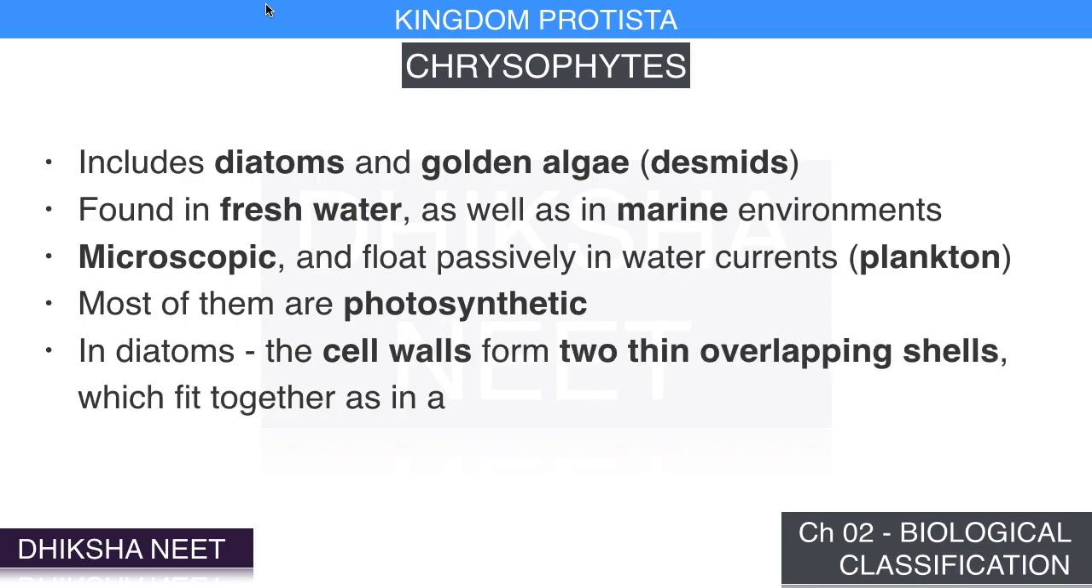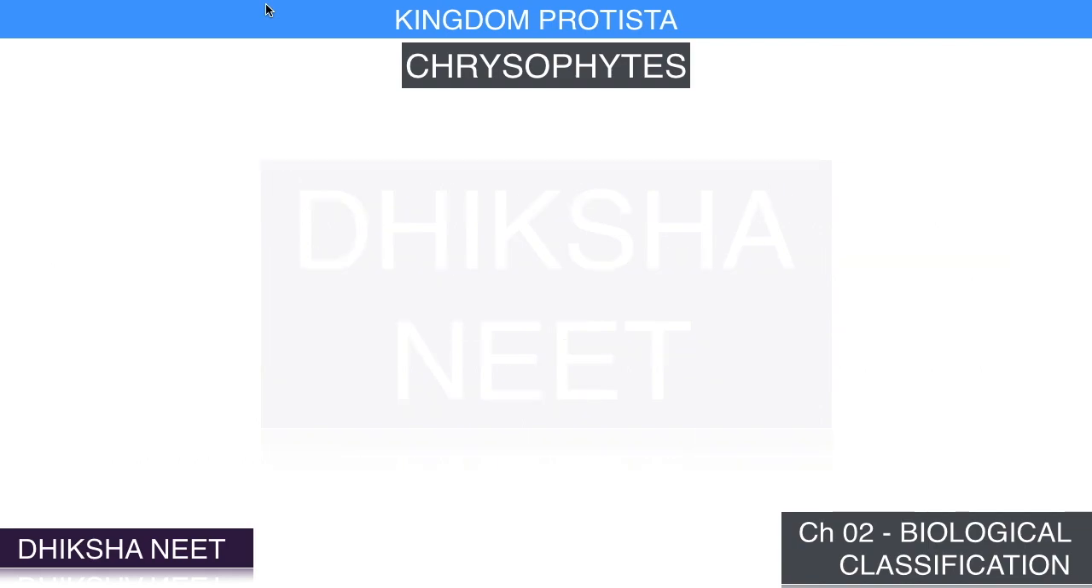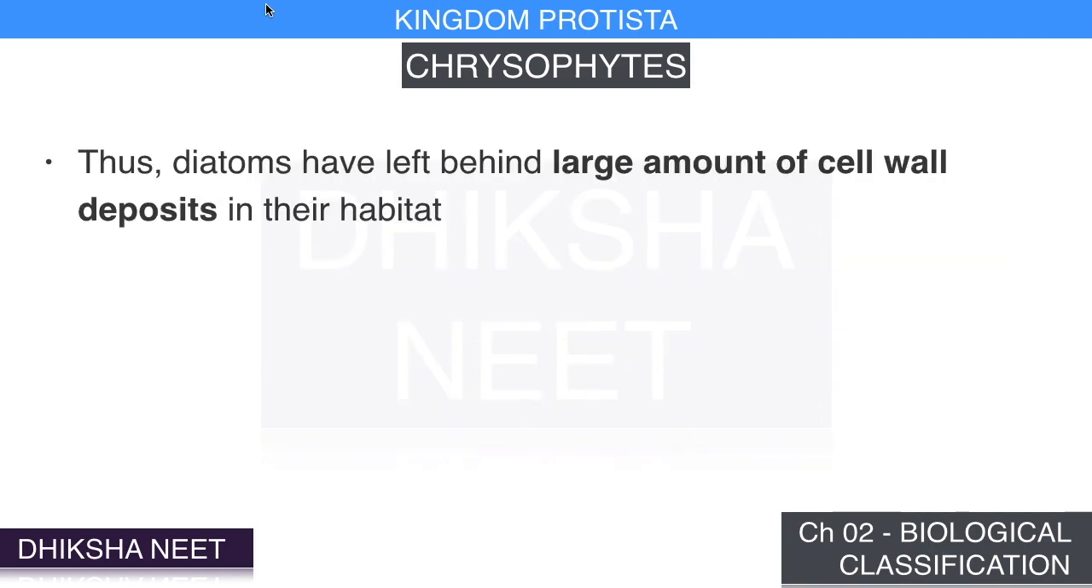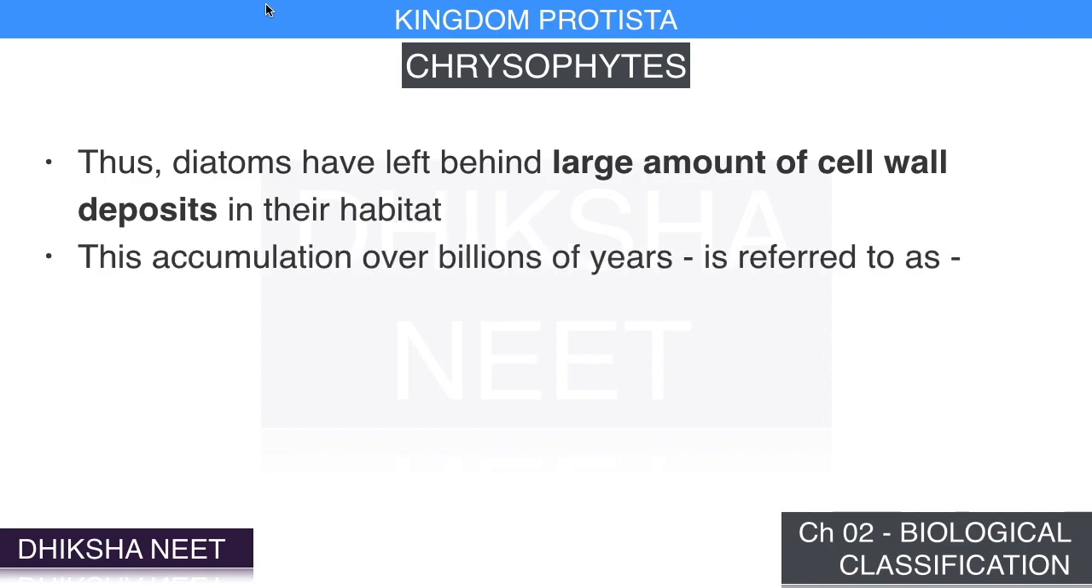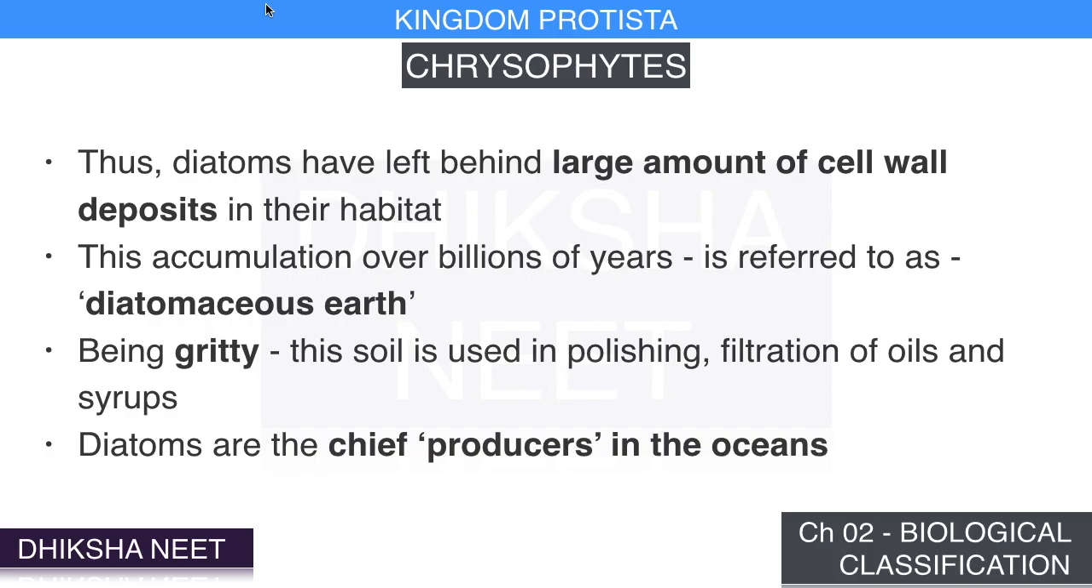In diatoms, the cell walls form two thin overlapping shells, which fit together as in a soap box. The walls are embedded with silica, and thus the walls are indestructible. Thus, diatoms have left behind a large amount of cell wall deposits in their habitat. This accumulation over billions of years is referred to as diatomaceous earth. Being gritty, this soil is used in polishing, and filtration of oils and syrups. Diatoms are the chief producers in the oceans.